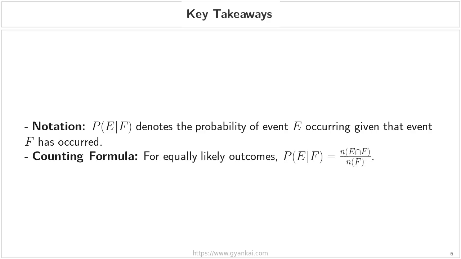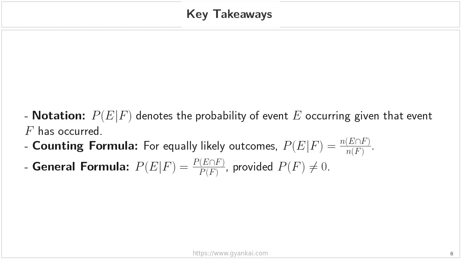Second, if you are working with a scenario where all outcomes are equally likely, you can use the counting formula. In this case, the probability of E given F is equal to the number of outcomes in the intersection of E and F, divided by the number of outcomes in event F. This is essentially just looking at the overlap relative to our new, smaller group.